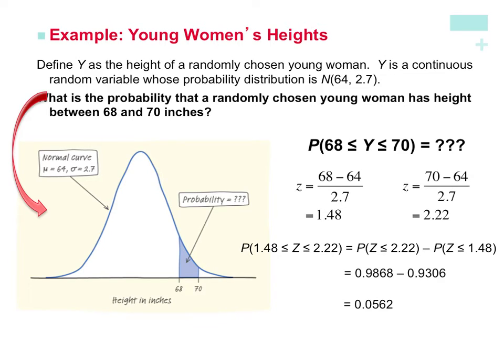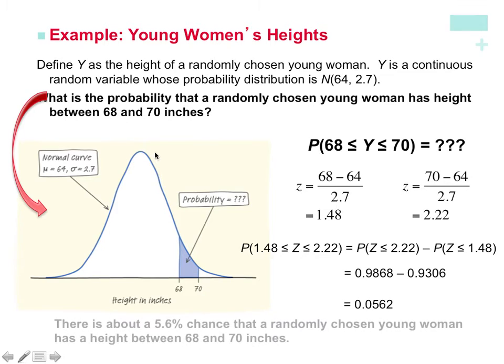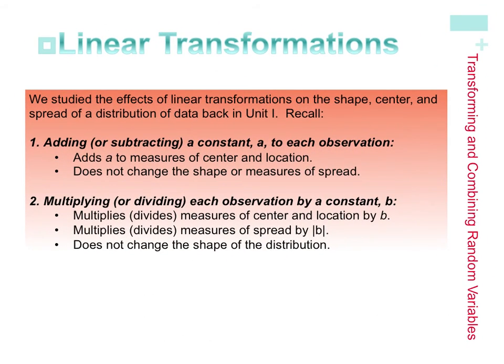The second that we know it's a normal distribution with a mean of 64 and a standard deviation of 2.7, we have a habit of putting it into our calculators. So we would do normalcdf: our lower bound would be the 68, our upper bound would be 70, the mean would be 64, and our standard deviation 2.7. Putting it into the calculator would give us 0.0561, which is a little bit more exact, but it's about the same. So there is about a 5.6% chance that a randomly chosen young woman has a height between 68 and 70 inches. Okay, and that is it for this video.